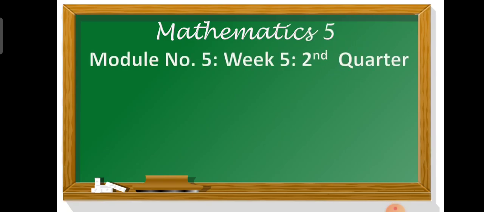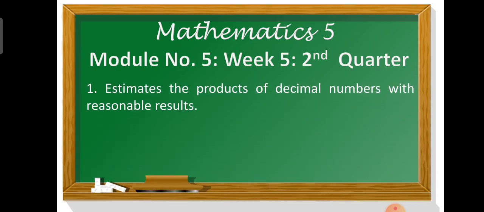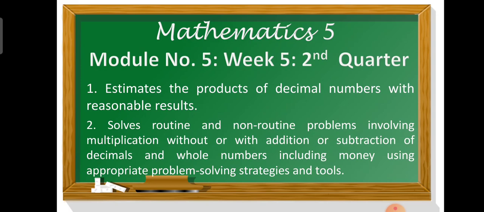For this week, you will be answering module number 5, week 5, second quarter. This module has two learning competencies. First, estimates the products of decimal numbers with reasonable results. Second, solves routine and non-routine problems involving multiplication without or with addition or subtraction of decimals and whole numbers, including money, using appropriate problem-solving strategies and tools.